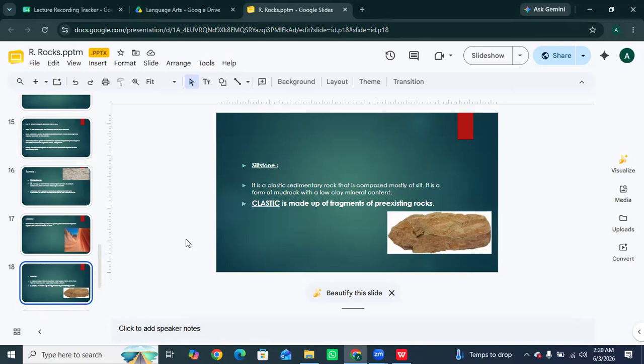So basically, it is a fine grained rock made mostly of silt. It is a type of clastic rock, meaning it is built out of broken fragments of pre-existing rocks. And siltstone is made from packed mud rather than coarse sand. It introduces the word clastic, which just means a rock made from the broken bits of older rocks.